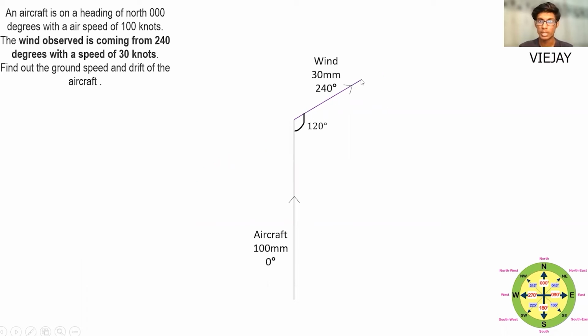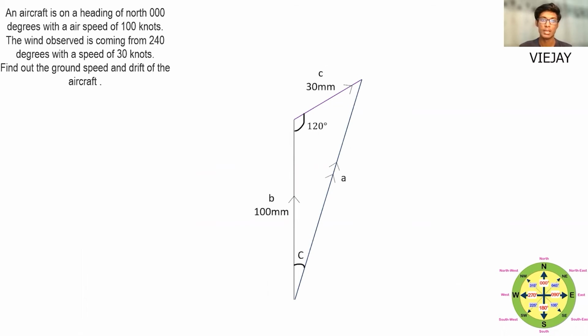Our next step will be connecting these 2 points with a line. Now, this line is going to be the ground speed of the aircraft, or the new direction of the aircraft. And it's heading this way. Now, we're going to relabel the whole diagram into A, B, and C. And then we can insert these values in the formula later. Now, the question is asking us to find the ground speed and the drift. In this case, the ground speed is going to be A, and the drift is going to be angle C.